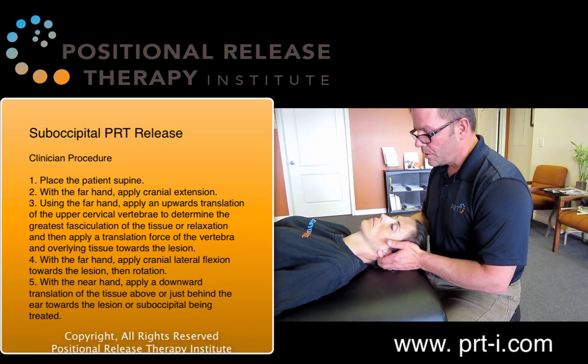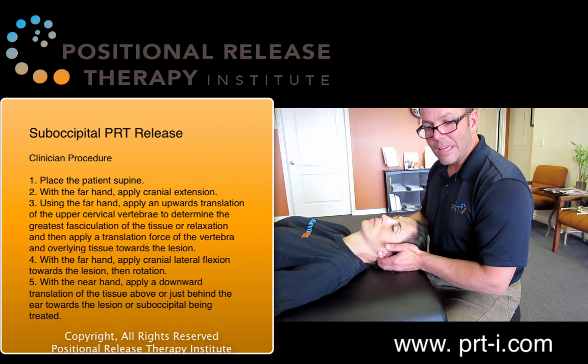Your fingers will be, as we saw in the earlier clip, at the upper cervical vertebrae. You apply an upward translatory force, testing the vertebrae, usually the top 2 that you can get to. Find the one that produces the greatest fasciculation, and then while it's upwards, translate towards the lesion, both the vertebra and the overlying tissue.